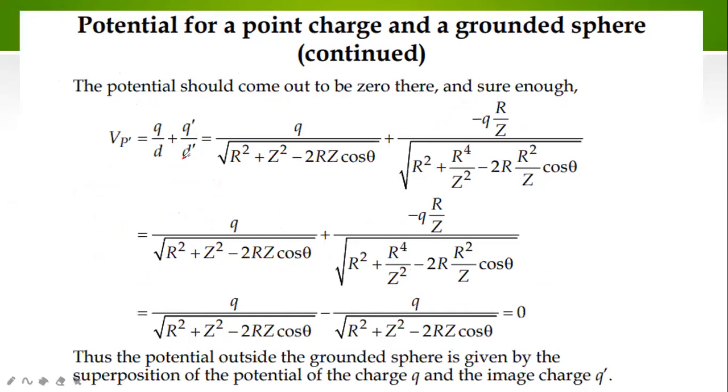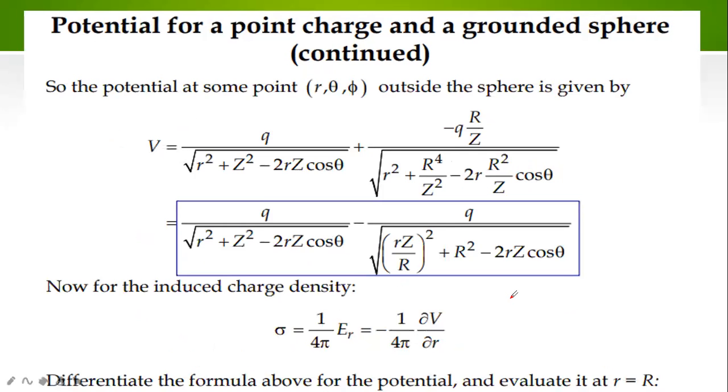Vp dash will be q over d plus q dash over d dash. Just putting these values, I am getting finally 0 because the point was on the surface. So eventually we will get the value 0. So Vp dash will also be 0. The same procedure Griffith has followed, so you can also watch in the book. The same procedure is there. I will share this PDF also.